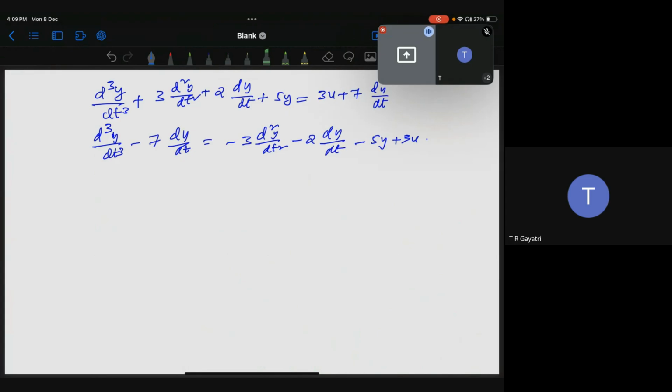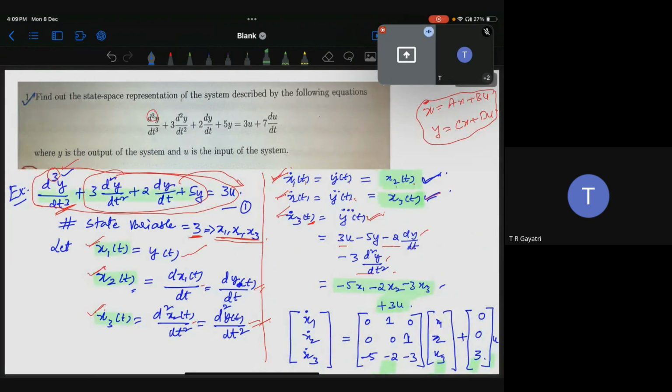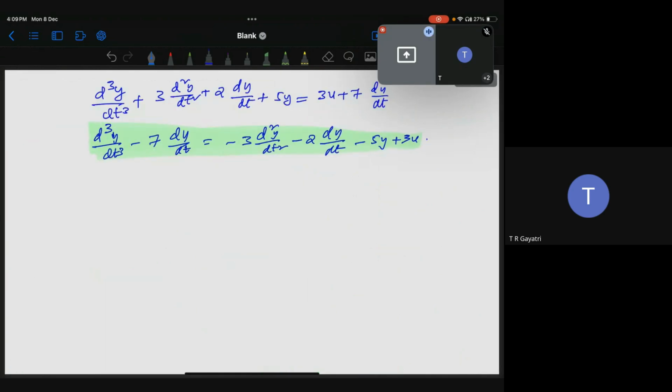Now what I would say is this equation and this equation are both the same. That is my claim. Is this clear? So I'll start choosing the three state variables only. The first one is x1 of t, that is y of t only. There is no change. The second one is x2 of t.